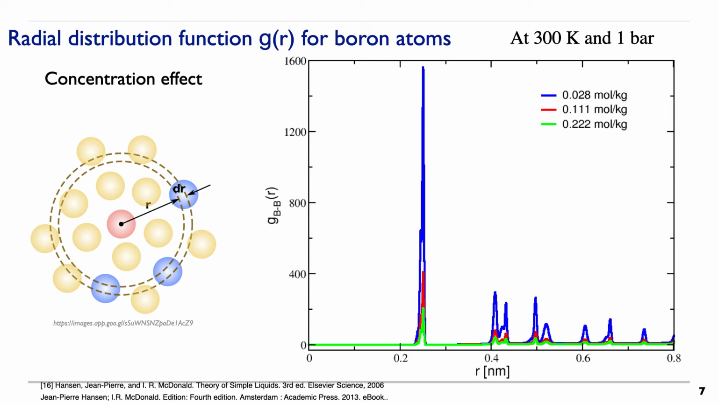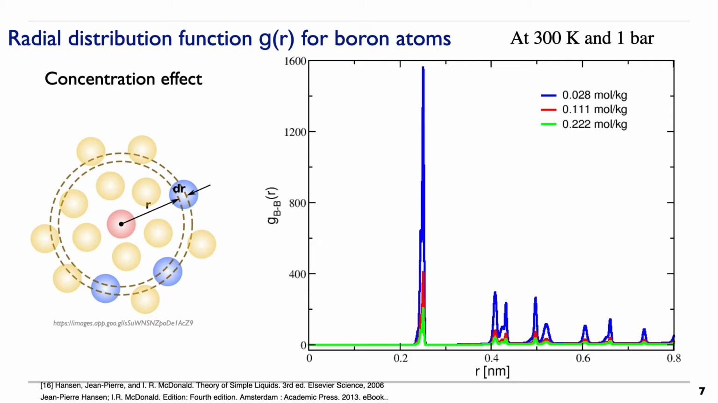In the case of boron atoms, the peaks of the function are mainly generated by atoms of the same nanotube, but we notice that as the concentration increases, the values of these peaks decrease. This is because there is an increase in the number of boron atoms, and this increase causes the boron atoms to be further away from each other. A similar behavior is observed for the nitrogen atoms.